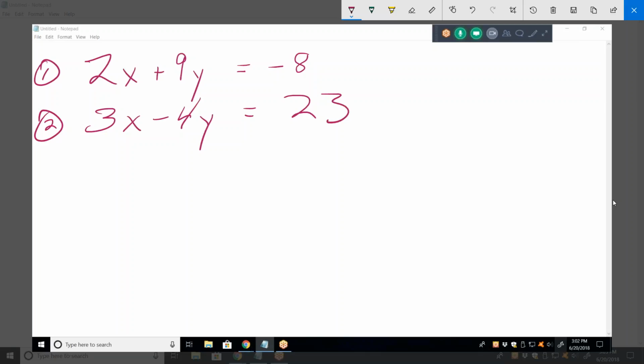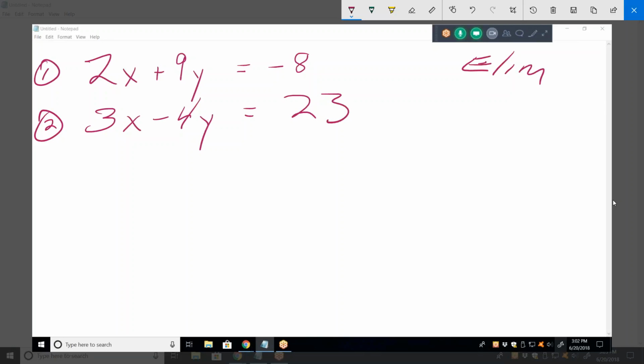Now, when both equations are in standard format, I'm pretty convinced that elimination is almost always easy. These are in standard format. In other words, the x's and the y's are on the left side of the equation, the number is on the right side. So that's the first decision. We're going to solve it by elimination.